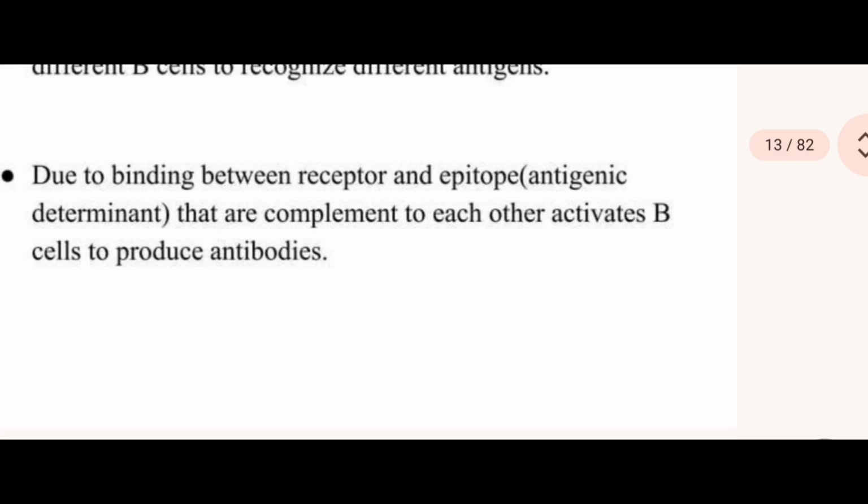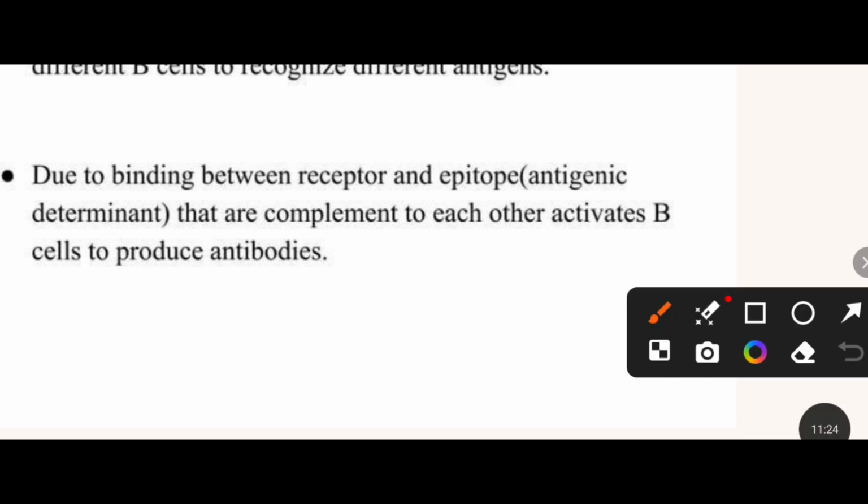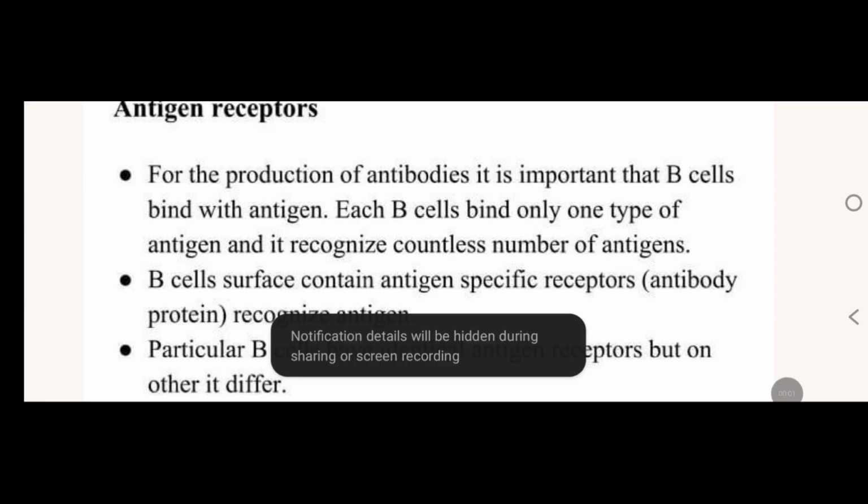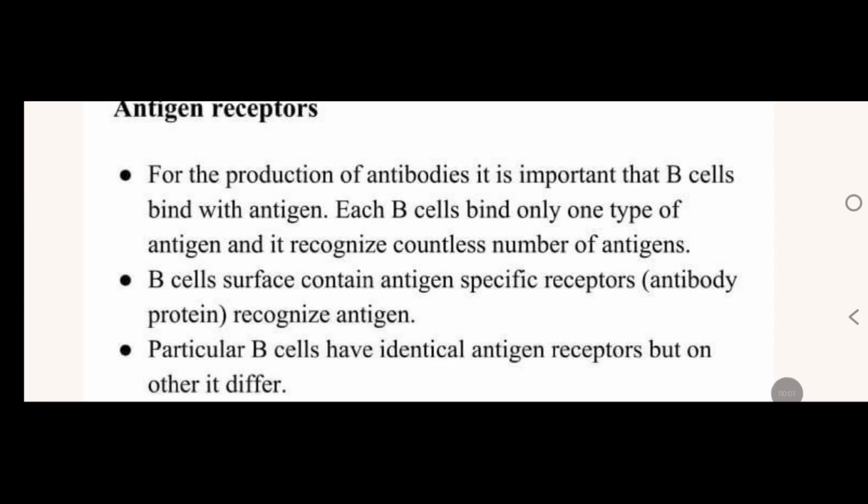Now, due to binding between receptor and epitope, antigenic determinants. So what are epitopes? This is also important to understand. So suppose this is a bacteria, and it is having different kinds of antigenic receptors. For production of antibodies, it is important that the B cell binds with the antigens.